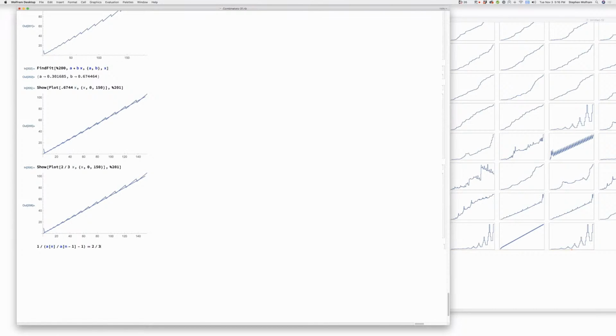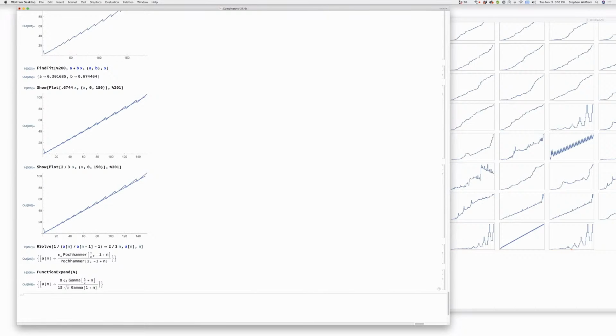Equals 2/3 N, let's say. Okay, so now let's see. I have no idea whether this will work, but we can try it. Okay, dandy. So that's the solution with an arbitrary constant for this. So let's take a look at what this is. If we say function expand, maybe this will give us something that isn't so pocked with Pochhammers.